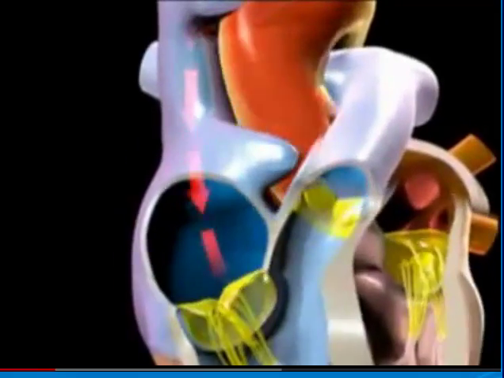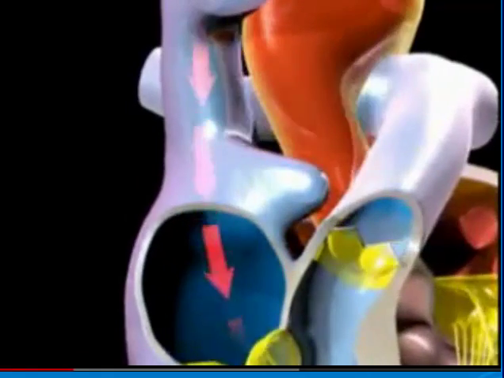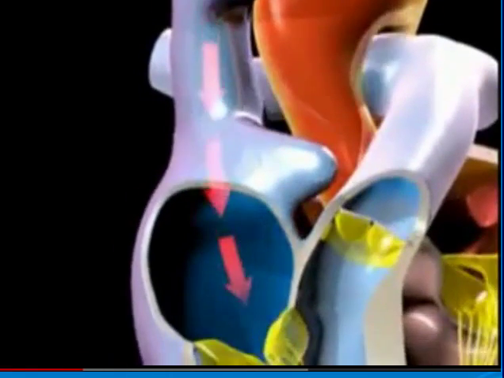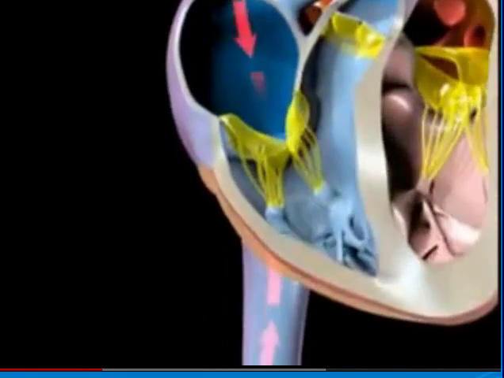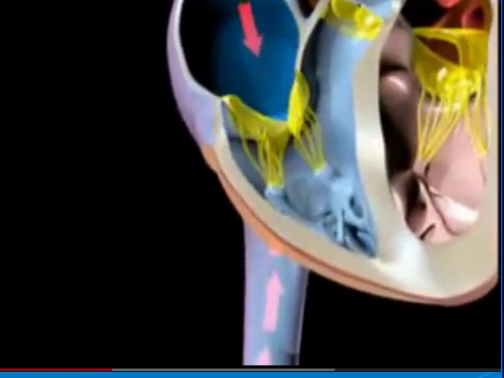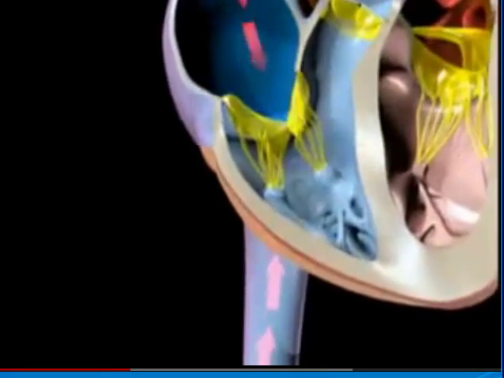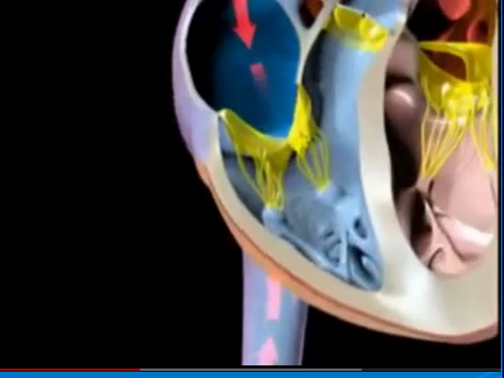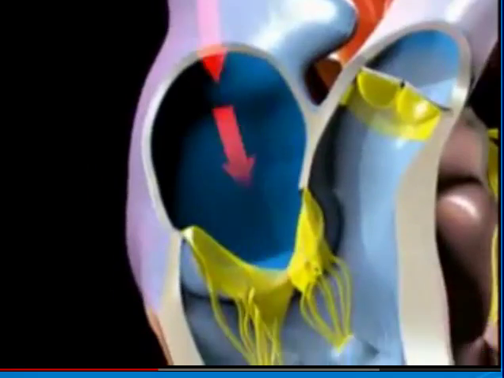Blood returning from the upper part of the body is delivered to the right atrium of the heart by the superior vena cava, one of the body's two largest veins, while blood returning from the lower part of the body is delivered to the right atrium by the other major vein, the inferior vena cava. Contraction of the right atrium in each cardiac cycle forces blood into the right ventricle.